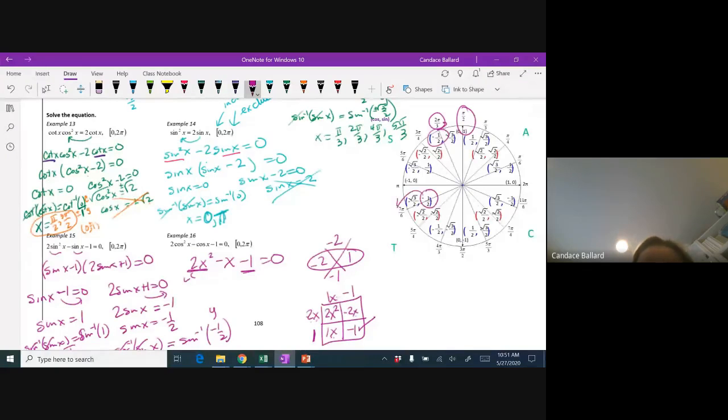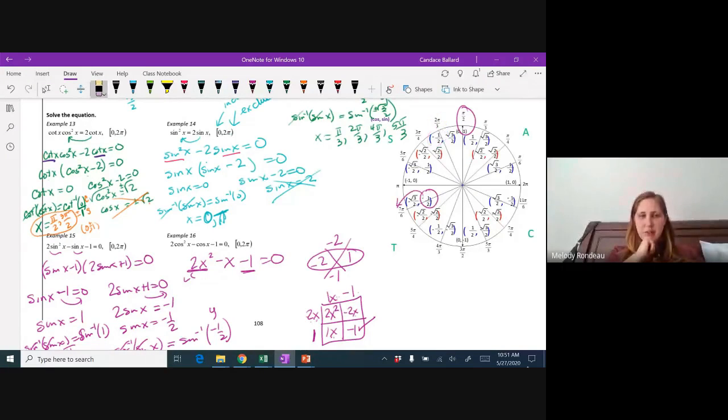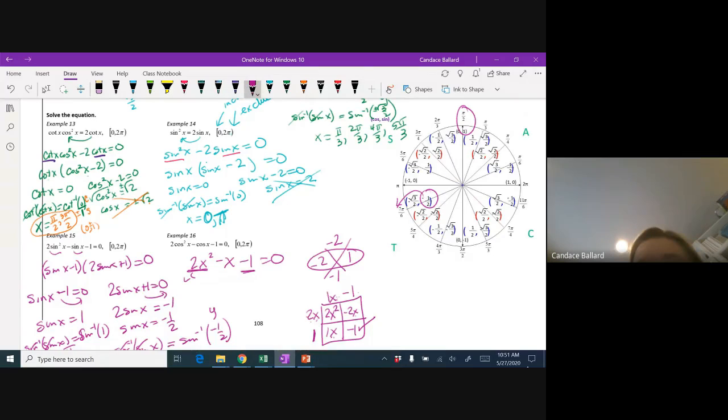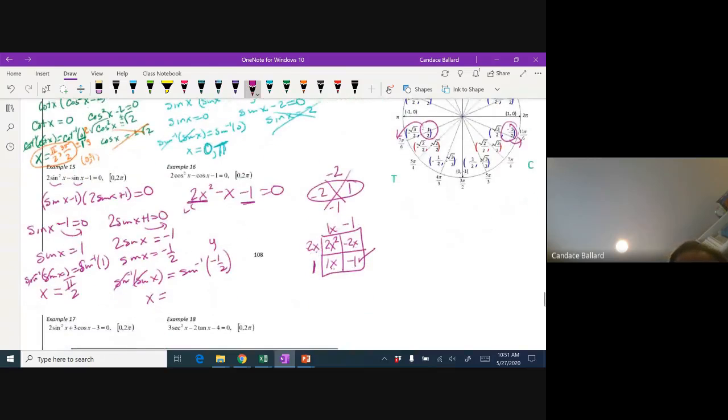Did I do that right? I grabbed the x value. You did the x on one of them. That's okay. I'm going to fix it. I'm looking for -1/2, so nothing in quadrant 2. There's one there, and then, oh, look, there's another one there. Okay, so we've got 7 pi over 6 and 11 pi over 6.